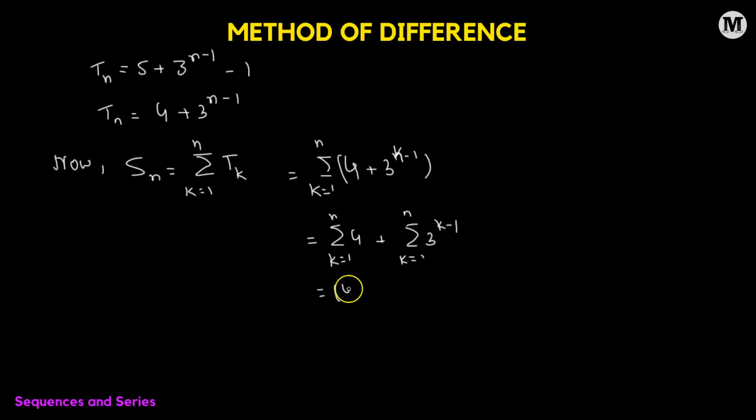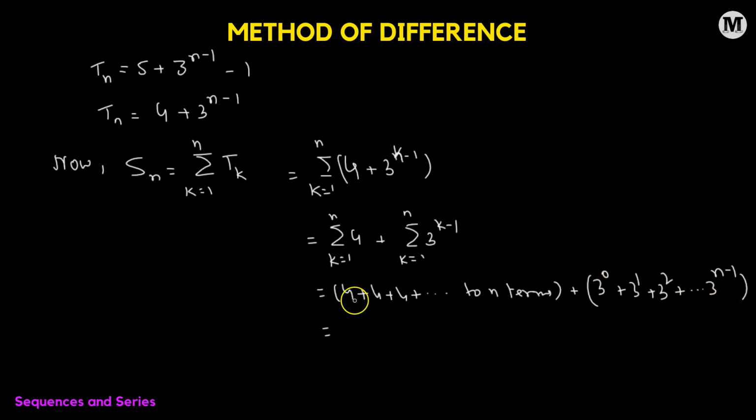So here the first summation is simply 4 plus 4 plus 4. So we have 4 getting added to itself n number of times. And then the second summation is a geometric series, with the first term being 3 raised to the power of, so we have to use k equals 1 for the first term, so that gives us 3 raised to the power of 0. The second term comes 3 raised to the power of 1, the third term comes 3 squared, and it goes all the way up to 3 raised to the power of n minus 1. So here we have 4 getting added to itself n number of times, so that's 4 times n, added to.